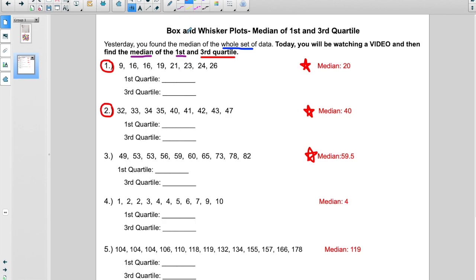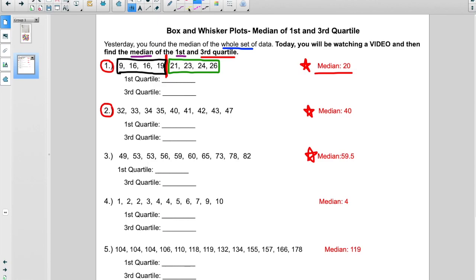So when we want to find the median of quartile 1 and quartile 3, we're actually going to start with the median that you guys found. I am going to draw a line right down the middle of my data where the median would be. And I know that the median would be between 19 and 20. Now, everything on the left side of that line is considered part of quartile 1, and everything on the right side of that line is considered part of quartile 3.